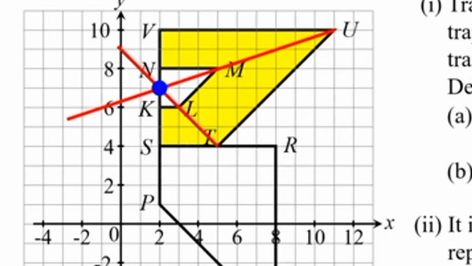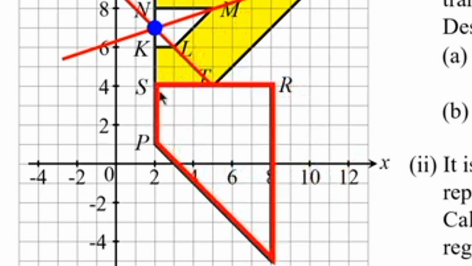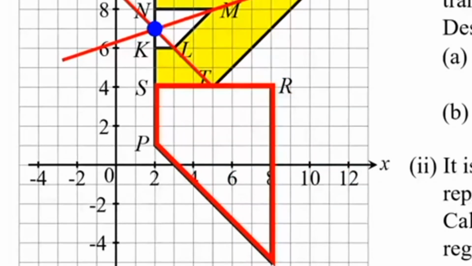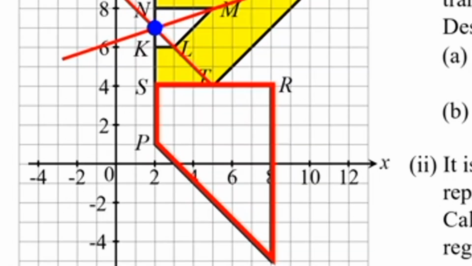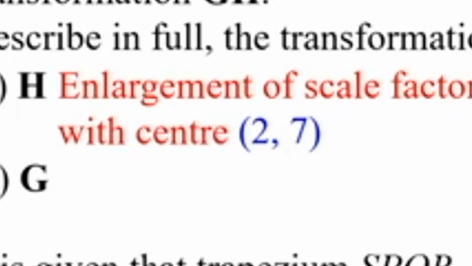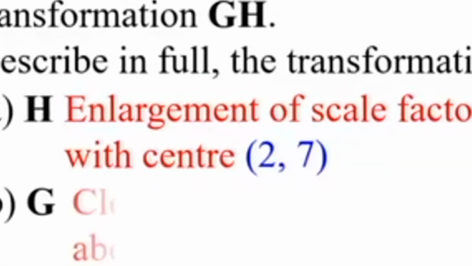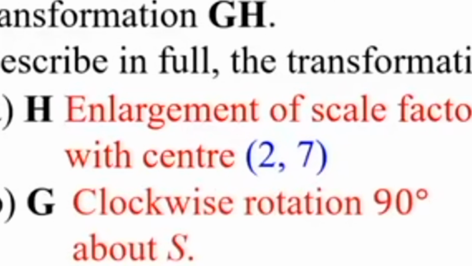Now let me show you how it rotates. So let's have a look. Yes, that is how the yellow one rotates to the white one. So obviously the center of rotation is at point S. I'll show you again how the object rotates to the image under transformation G. So now we need to write a sentence to describe transformation G. G is a clockwise rotation of 90 degrees about center S.